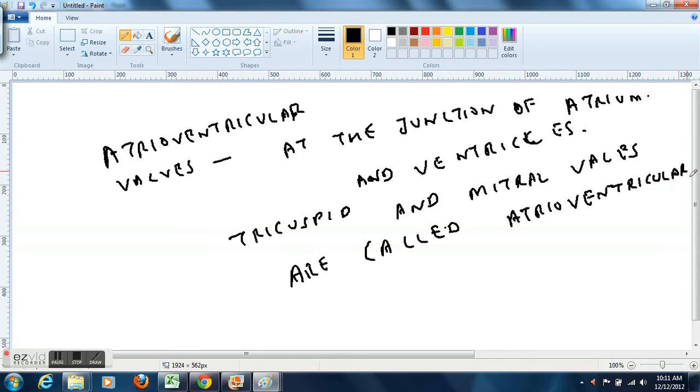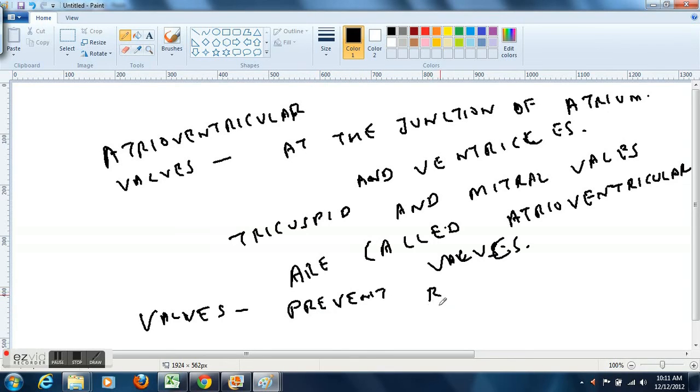Okay. Let me show with the existing diagram how this backflow of blood is prevented using these valves. Valves actually prevent backflow of blood. Any valve, even in a bicycle pump, facilitates flow of fluid in one direction only. So because of these valves, any backward flow will be prevented.